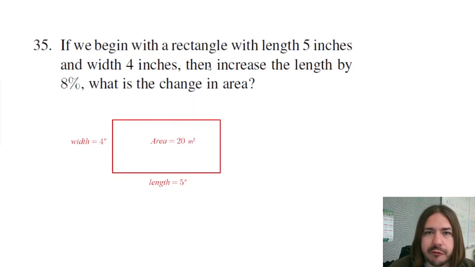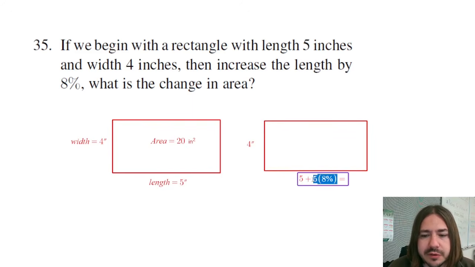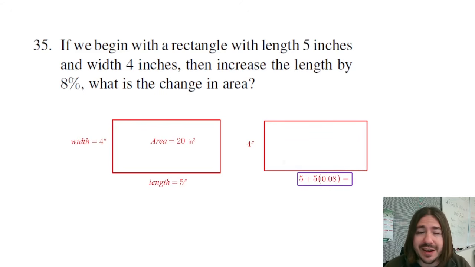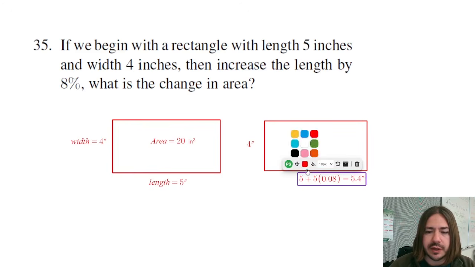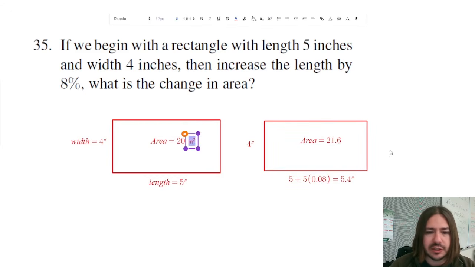Now let's draw a diagram for the new rectangle. The rectangle's dimensions are pretty much the same. The width is exactly the same, but the length here should increase by 8%. So we're going to take the original length, 5, and then add 8% of that. We can calculate that by multiplying 0.08 times 5. If we multiply that and then add back the original 5 inches, we should get 5.4 inches. And so if we want to compute the new area of this new rectangle, we'll do 5.4 times 4. If we do that, we get an area of 21.6 inches squared. Now, the question here is asking what's the change in area?